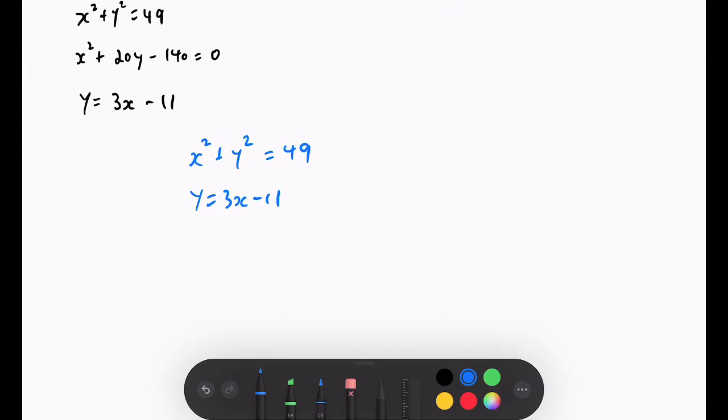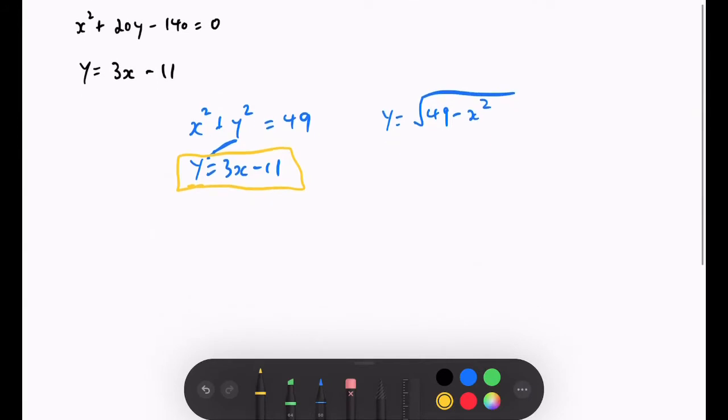So we're going to substitute y into the y squared. You can also substitute y equals the square root of 49 minus x squared. But substituting 3x minus 11 is easier, and you don't have to rearrange it. So substituting this formula is a better option. So let's do that.